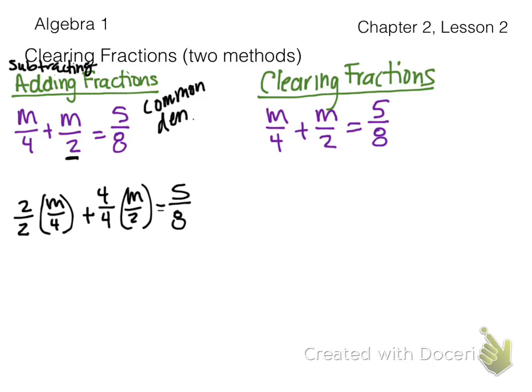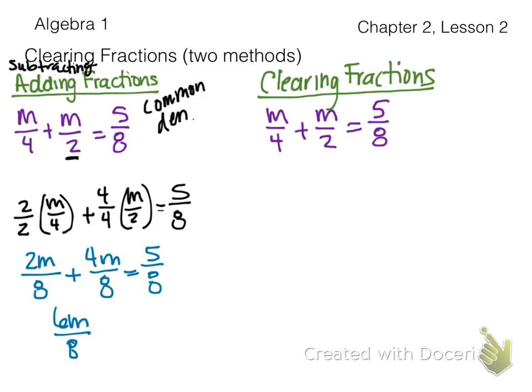And you can simplify, well, no, don't simplify before you multiply, because you do want the common denominator. So 2 times m is 2m over 8 plus 4 times m over 8 equals 5/8. Well, now that you have a common denominator, you can just add. 2m plus 4m is 6m over 8, which is equal to 5/8.